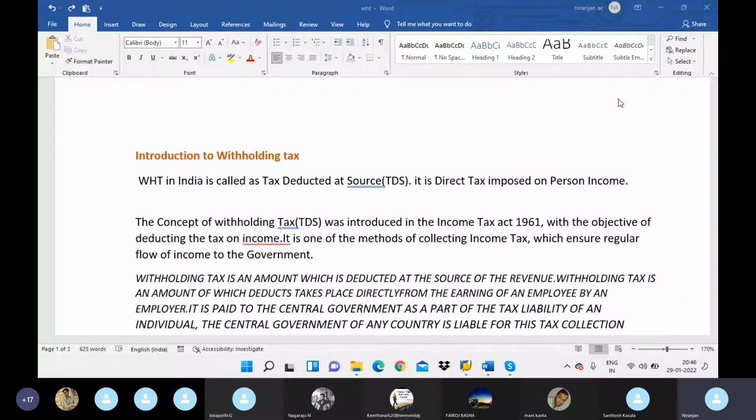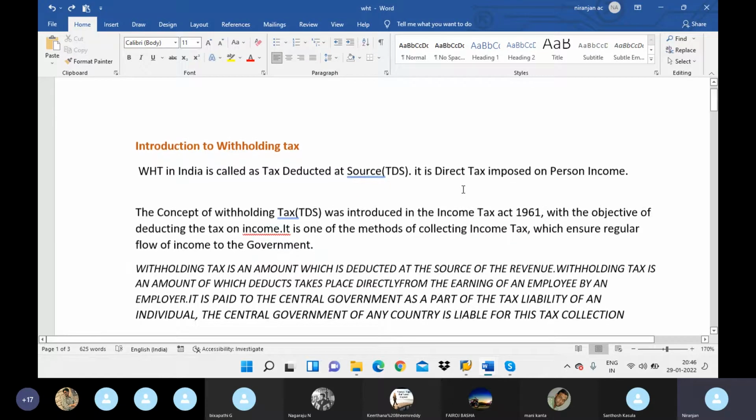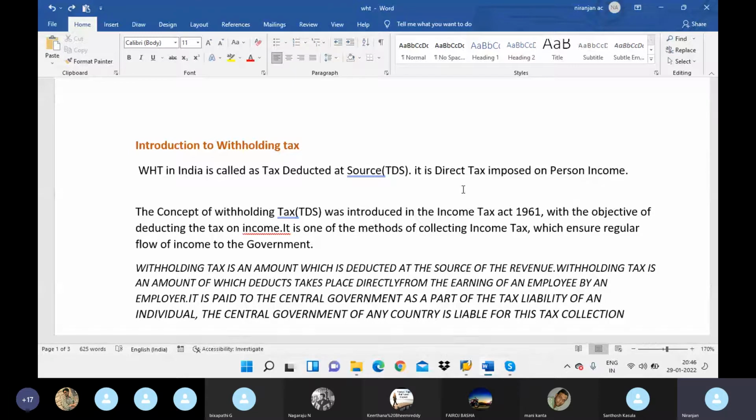Okay. Withholding tax is a direct tax. In India, it is called TDS. TDS stands for tax deducted at source. The concept of withholding tax was introduced in 1961 with the objective of deducting the tax on income. It is one of the income tax methods.